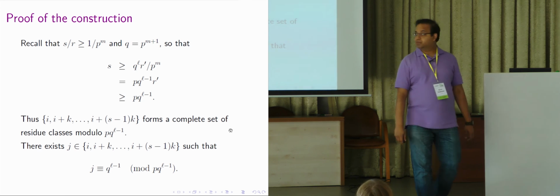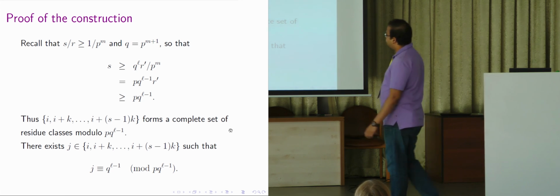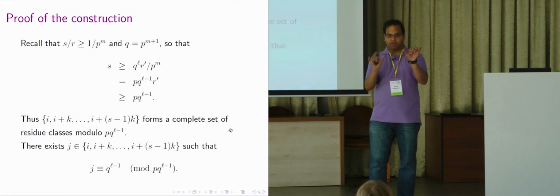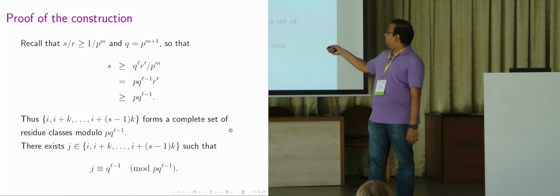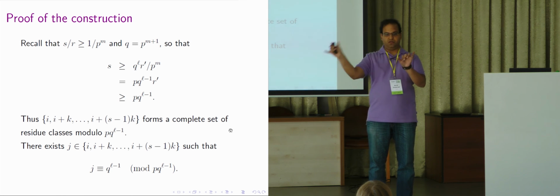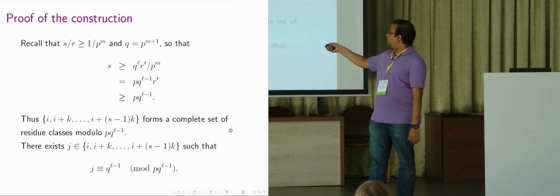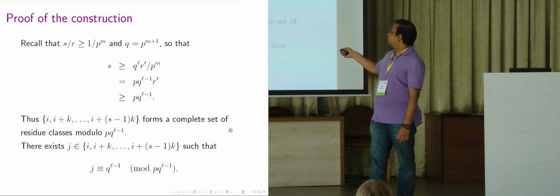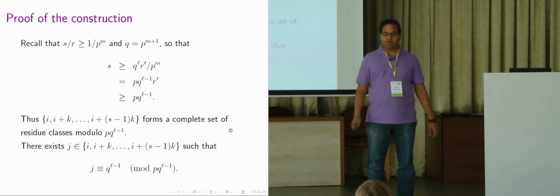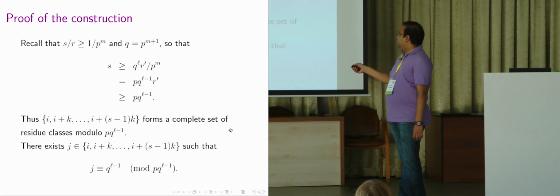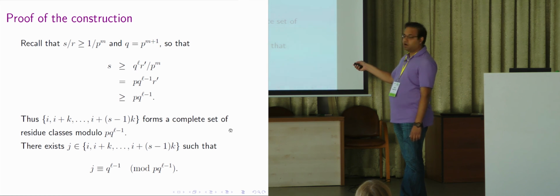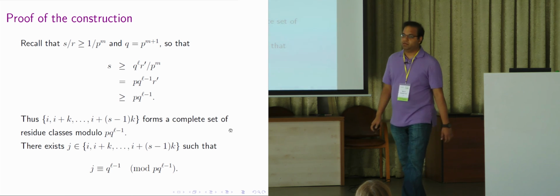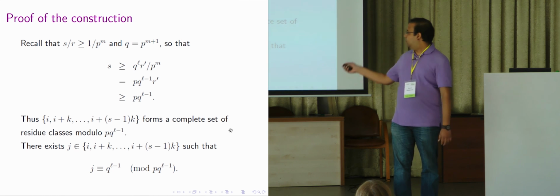And now we get some inequality here. Remember, S is the length of the repeated block, R is the distance between the two repetitions, and we had that S over R is at least 1 over p to the m. Of course, by definition, Q was p to the m plus 1. So we substitute in this for R, and we get the following inequality after we simplify: S is bigger than p times q to the L minus 1.